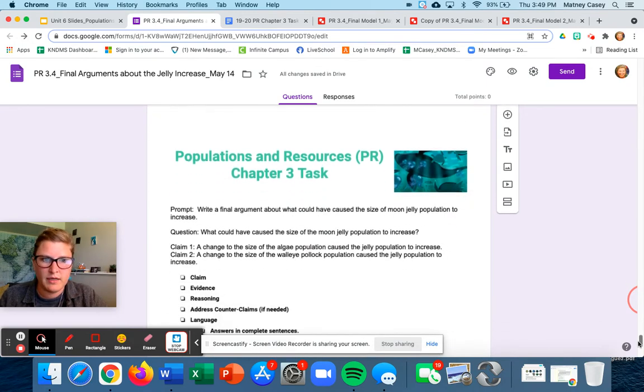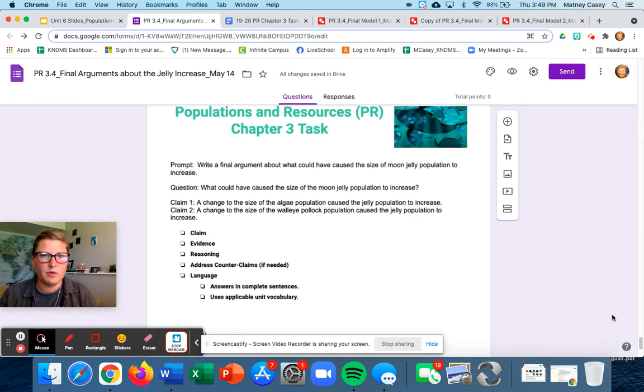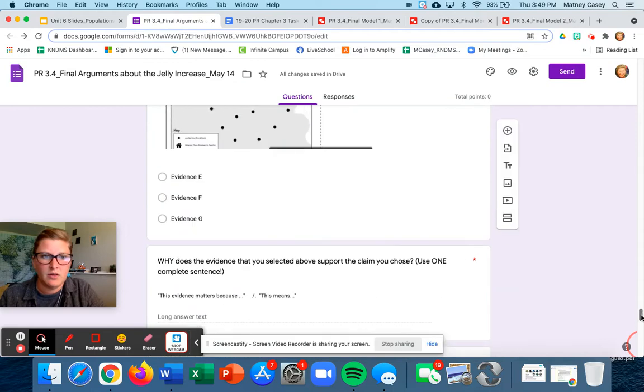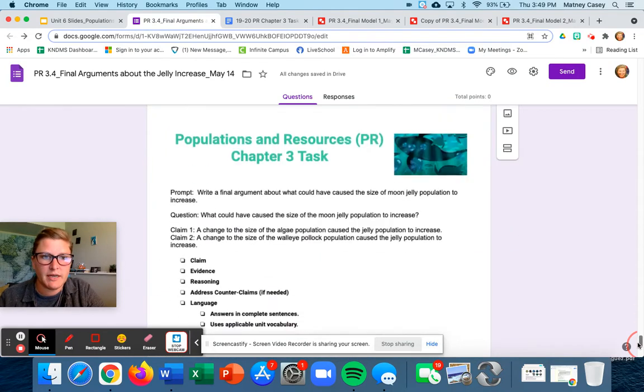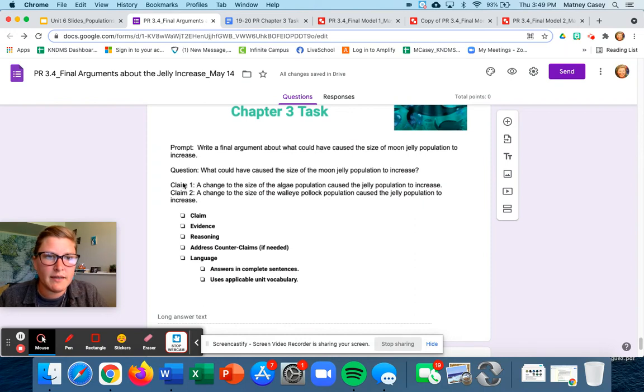Again, this counts more than a classwork grade. You need to not only state which claim, 1 or 2, you need to tell me the actual sentence of claim 1 or claim 2, which is actually right here, sorry. So instead of saying claim 1, if you think that's correct, you would write, a change of the size in the algae population caused the jelly population to increase. I saw that in evidence card blank, it said blank. That's you presenting your evidence. I believe that this supports the claim because blah, blah, blah. You don't necessarily need to use that exact language, but it should be similar academic language that we've been practicing all year.